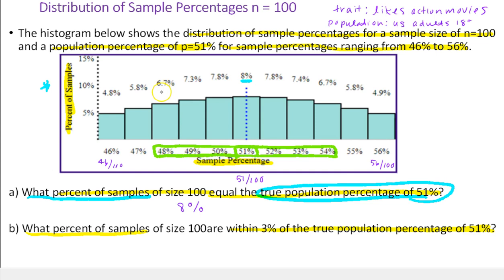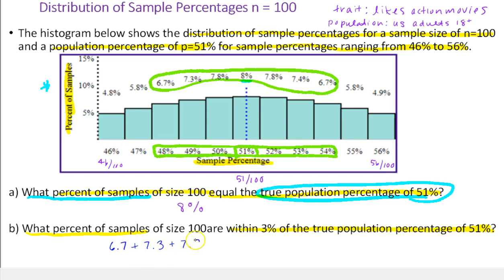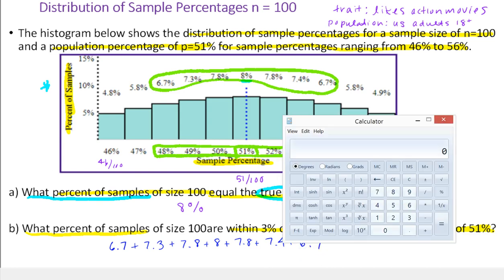So we're going to need to add all of these values together. Okay, so the sum of these percentages would be the percent of all possible samples of size 100 that would be within 3 percentage points of the true value. So let's write these numbers out. 6.7, I'm going to leave out the percent sign since there's a lot of them, but at the end we'll label it a percent. 7.3, 7.8, 8, 7.8, 7.4, and 6.7. Okay, now we're going to add this on the calculator.